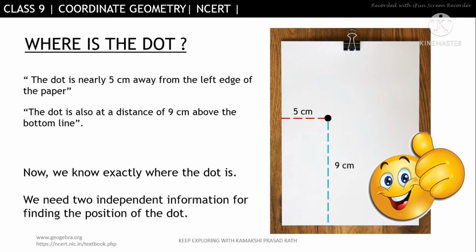Hence we are using two pieces of information: one is the distance from the left edge and the other is the distance from the bottom edge, and getting the position of this point. We can write the position as (5, 9). 5 shows the distance from the left edge and 9 shows the distance from the bottom edge. So from this type of positioning we can easily know where the dot is.